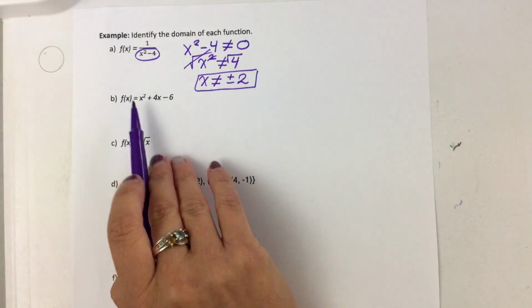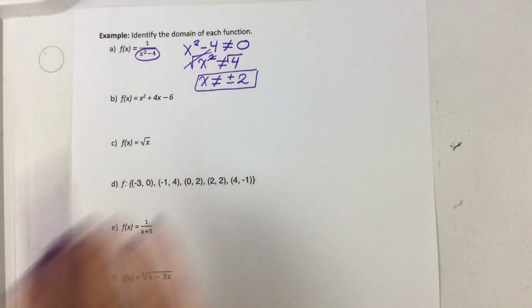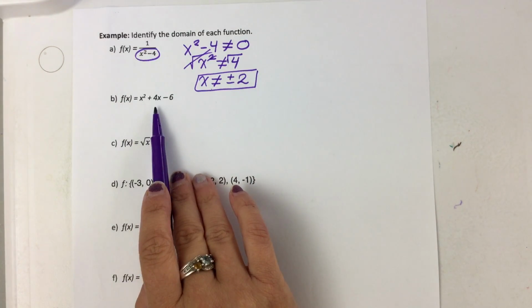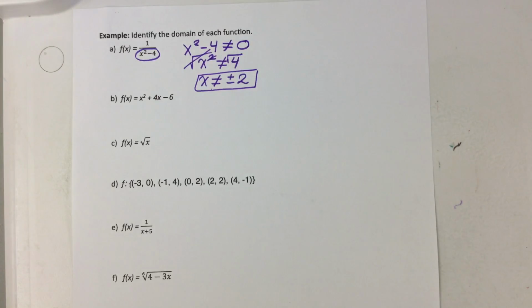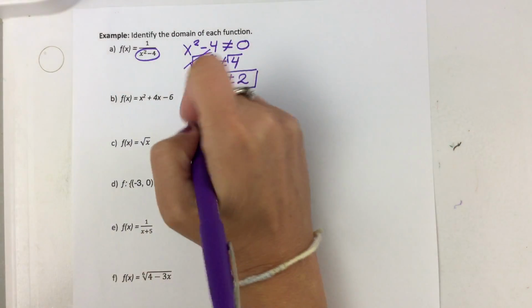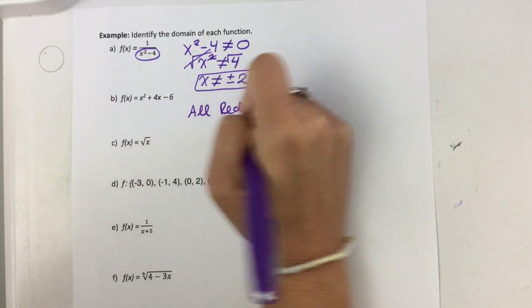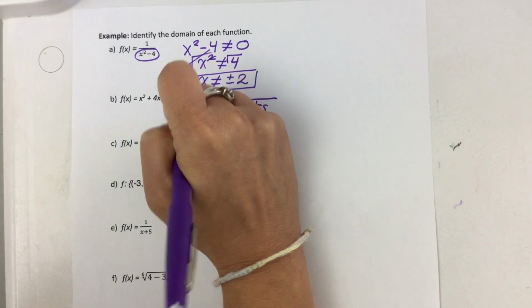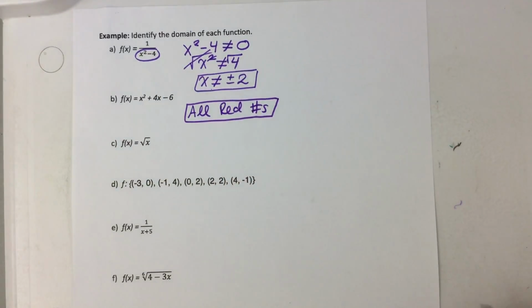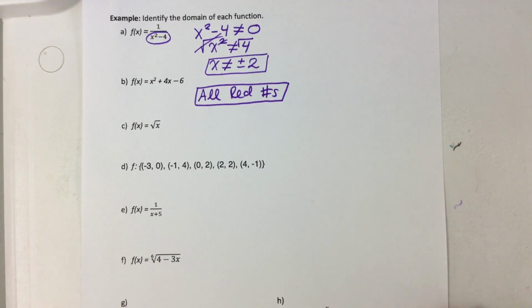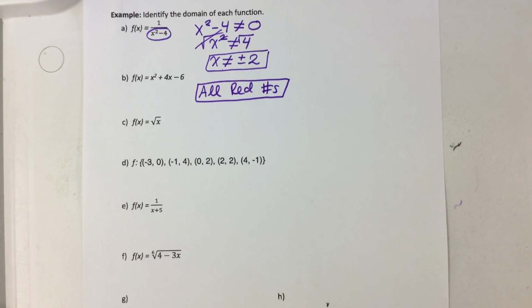Okay, the next one, this is a quadratic. Remember, we do have two restrictions. I do not have a denominator. I do not have a radical. So neither of those two restrictions have anything to do with this function. So this function is defined for all real numbers. There are no restrictions because you do not have a fraction and you do not have a radical symbol, so your domain is all real numbers.